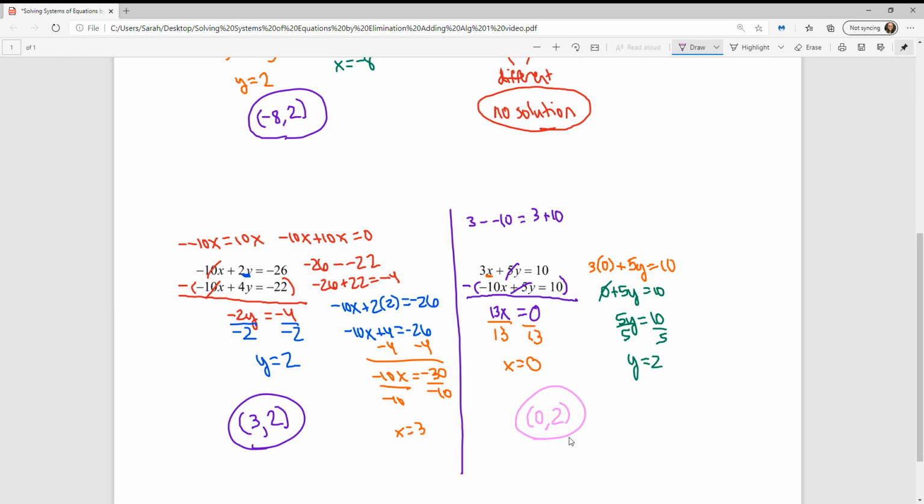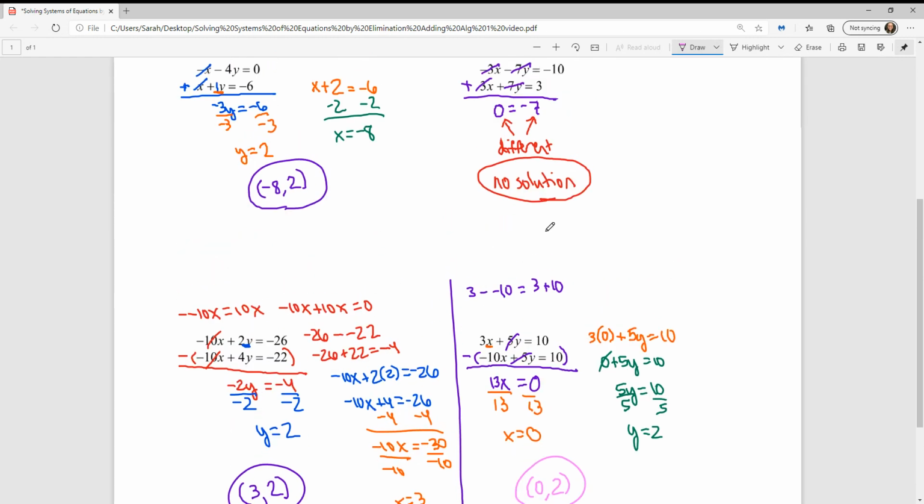So most of the time for these, you'll be able to get an x and y ordered pair. Sometimes you may end up with no solution if all of your variables cancel and you end up with different numbers on either side of the equal sign. On your assignment for today, you will have things eliminate either when you add the equations together, or if you don't already have opposites, you might need to subtract the bottom equation like we looked at in the last two.